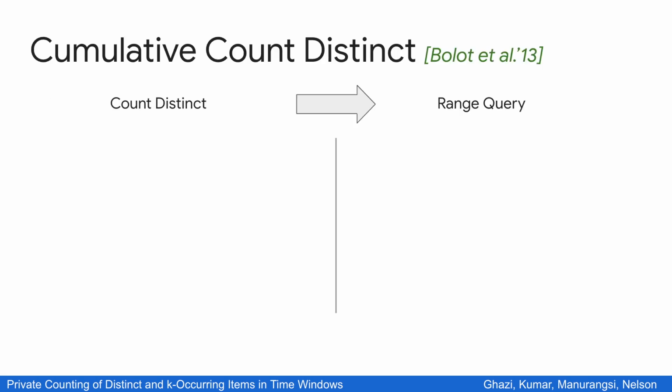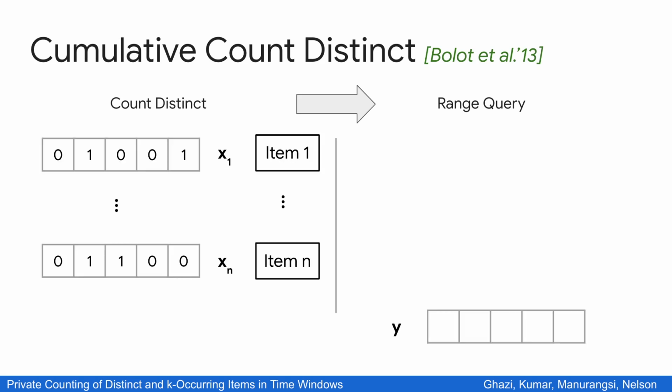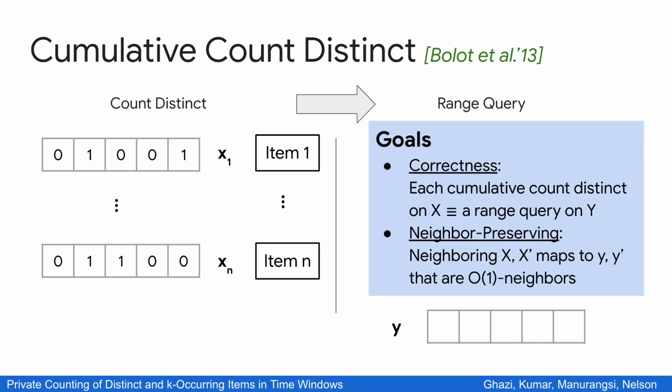So what do we want? We want to reduce count distinct to range query. So we start with x1 to xn, which are the input to count distinct, and we want to compute and output y to range query. What are the properties that we need for this reduction to be valid? So we need two properties. First is the correctness. We want to be able to answer each cumulative count distinct query on the x input using some range query on y.